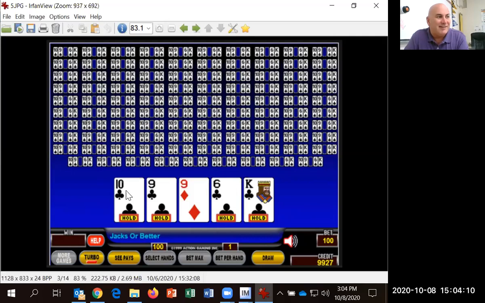There are 9 spades left in the deck, and there are 47 cards left in the deck. So 9 out of 47, 19%. There's a 19% mathematical chance that I'll get a flush here. Let's see what happened in reality.